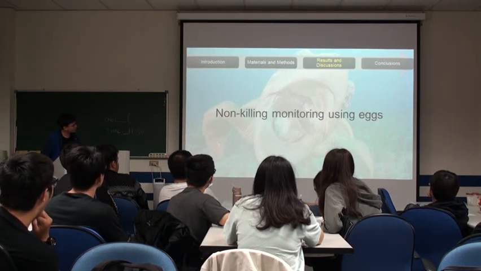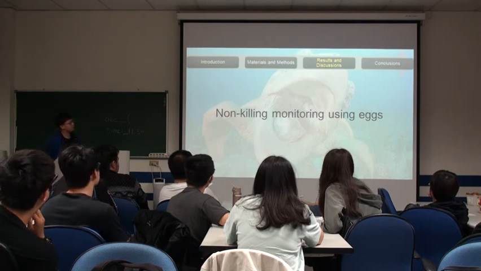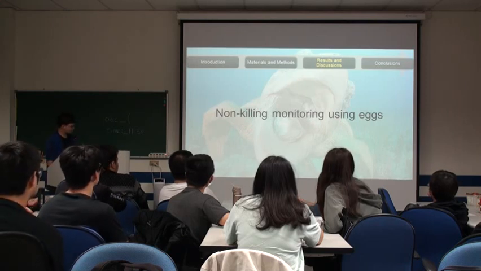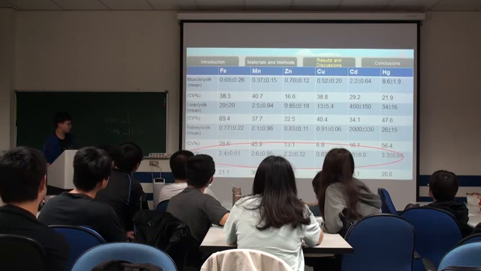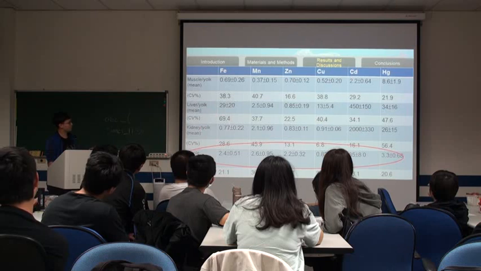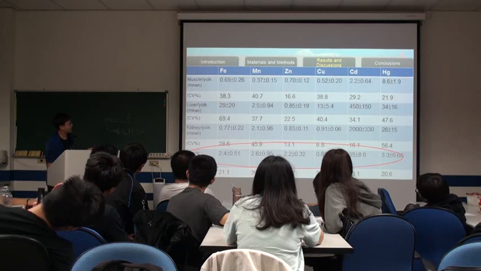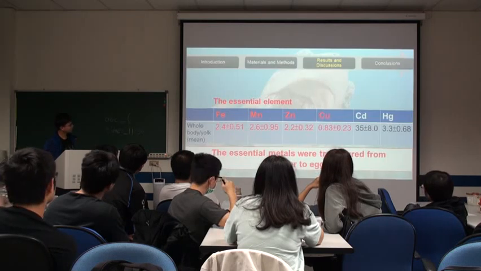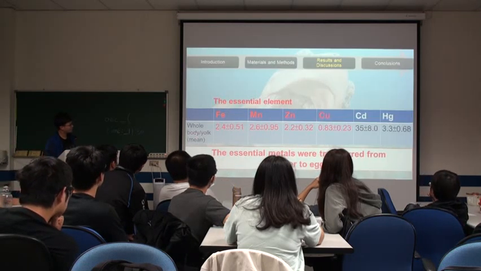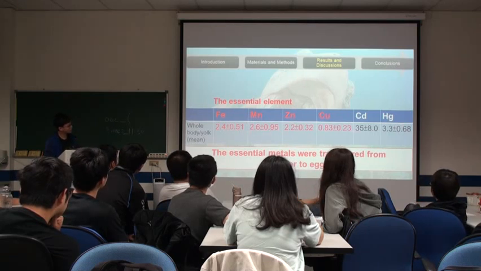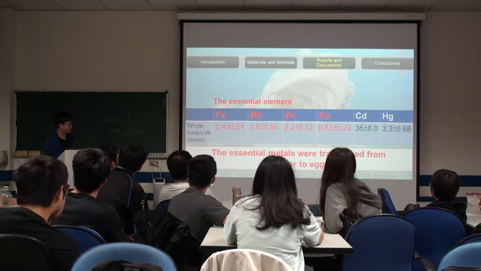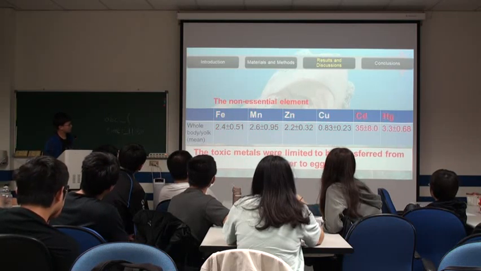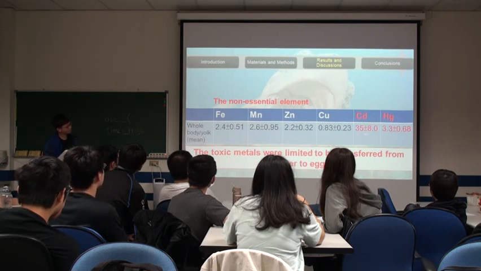And now we see non-kill monitoring using eggs. We say the yolk is most cut in this study, so we use tissues divided by yolk, and now we see whole body divided by yolk. We can see that the essential element means is lower than non-essential element because the essential metal will transfer from mother to eggs, and the non-essential elements will limit to be transferred from mother to egg.